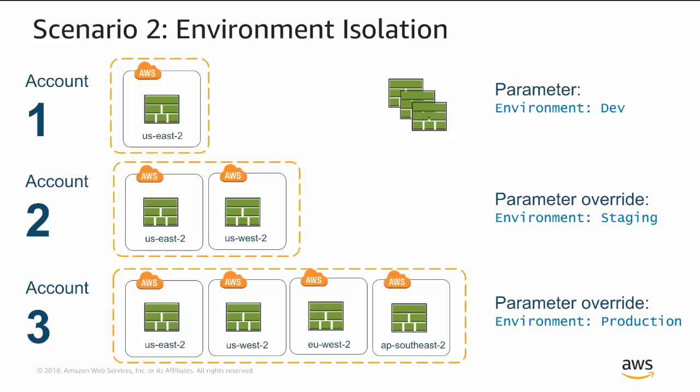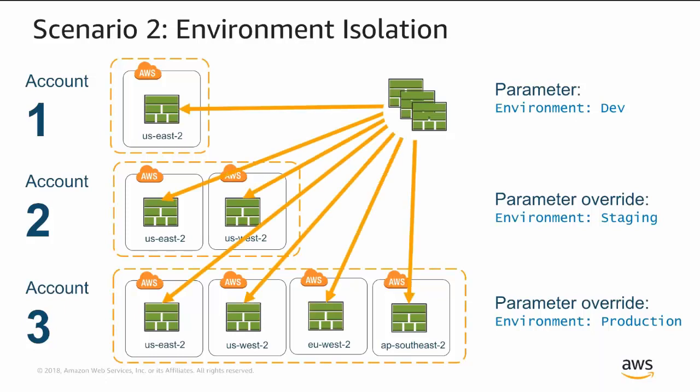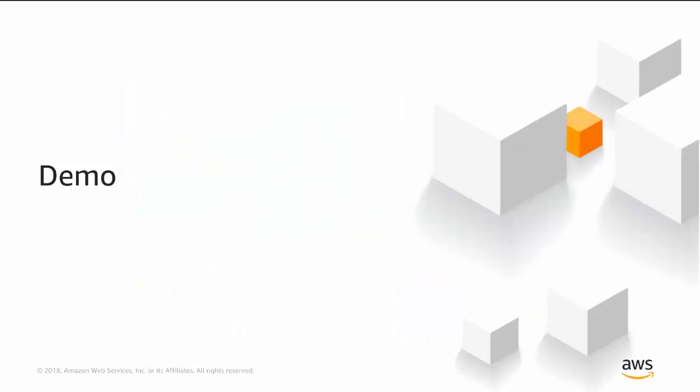And StackSets can handle this type of scenario as well by using a feature called parameter overrides, where we can simply define parameters for each of our different groupings of stack instances, and then use those parameters as we deploy out across the multiple accounts and the multiple regions. And this one, because it's a little more complicated, I actually wanted to show it to you in practice. So we're going to do a quick demo showing how that looks from the CloudFormation console.